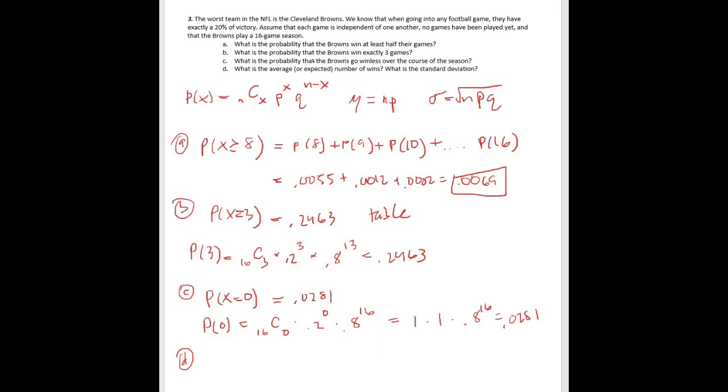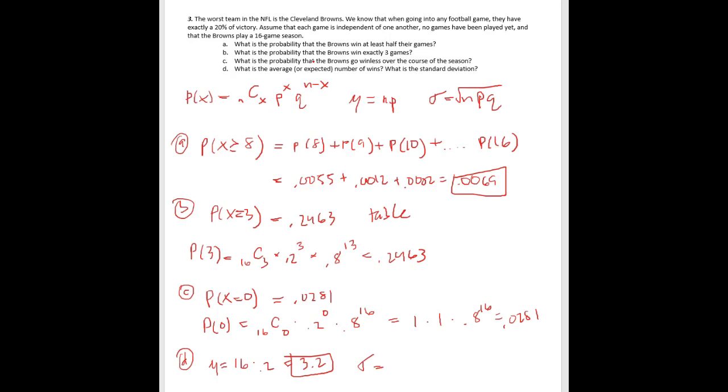So our mu is n times p. So n is equal to 16, and p is equal to 0.2. So our mu, or the expected number of games that we're going to win in a season, would be 3.2, right? Notice this isn't a whole number. We can never, ever win 3.2 games. We can only win a discrete value, right? We can only win 3, 4, 5, whatever. But this is our average, okay? This is our mean.